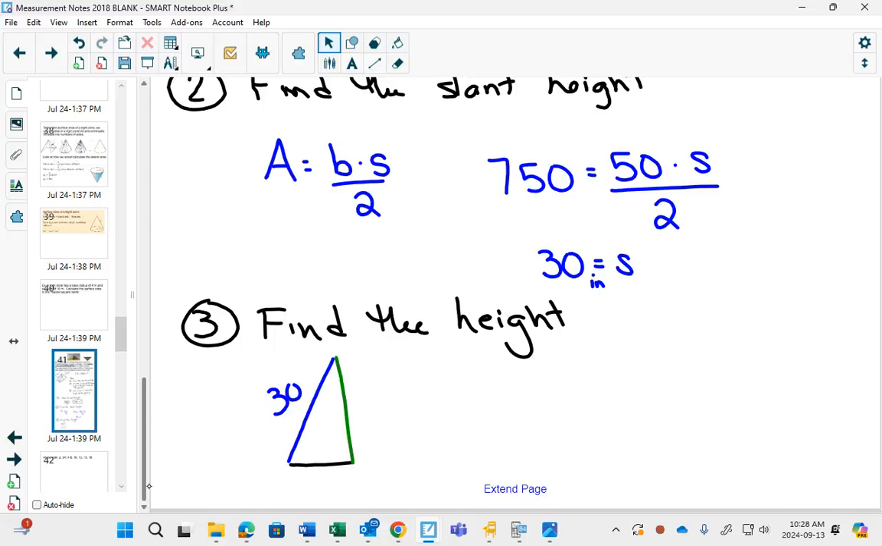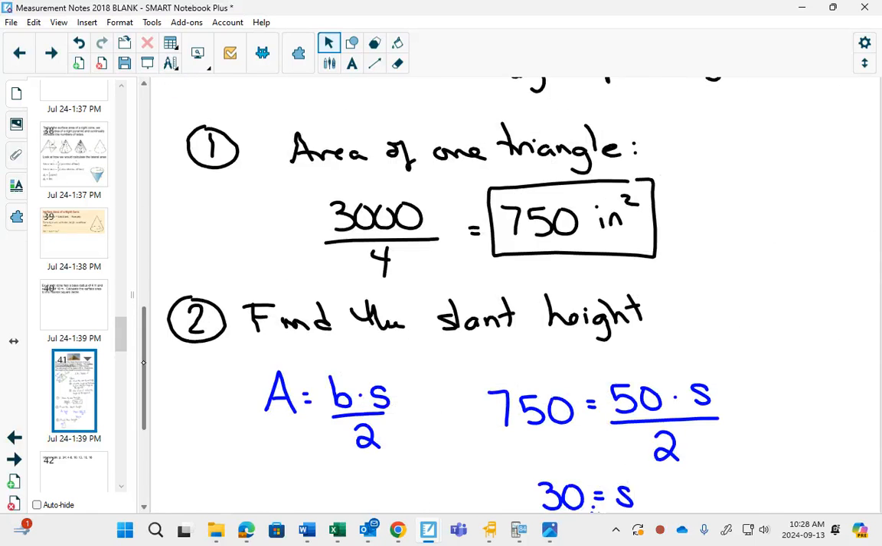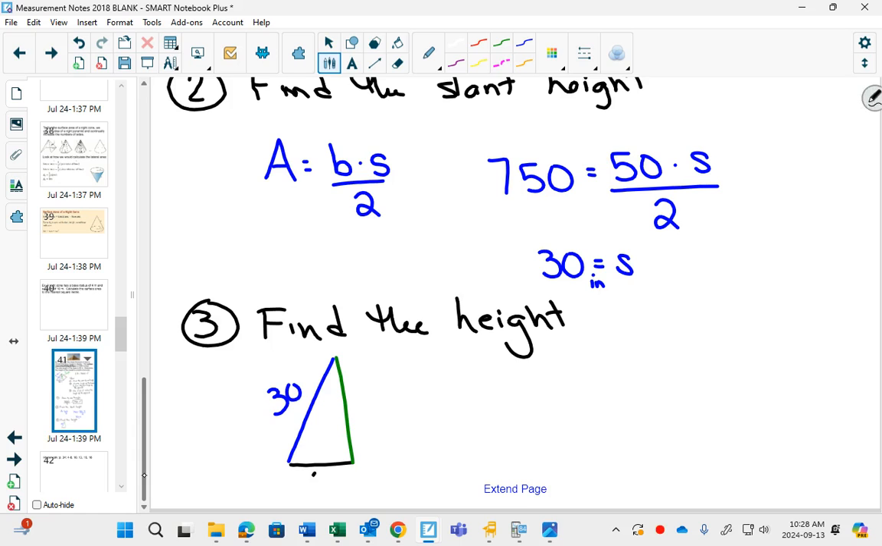How long is that black line? Close to 50. So if we look at our diagram, if all the sides are 50, does it make sense that going to the center would be half of that distance? So on this triangle, this would be 25. And what we're trying to find is h here. And so a squared plus b squared equals c squared. C squared is always the hypotenuse.